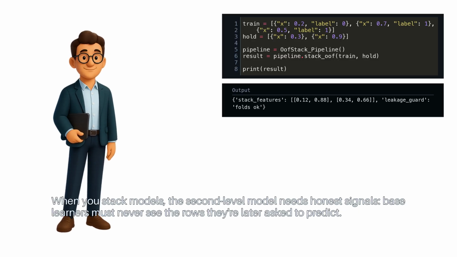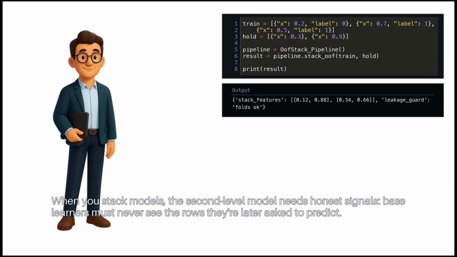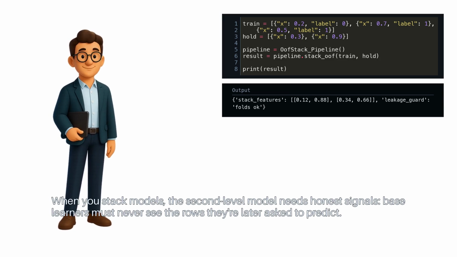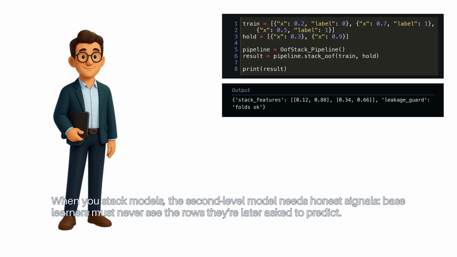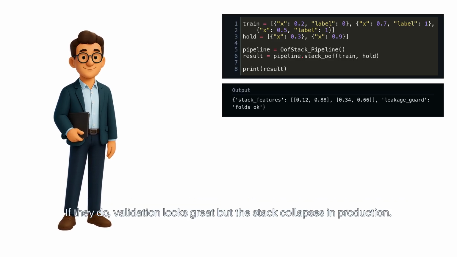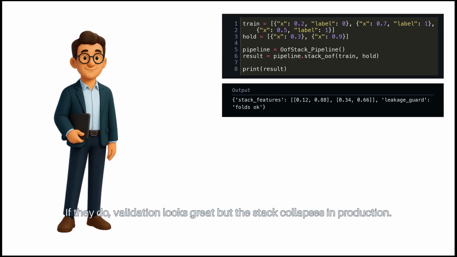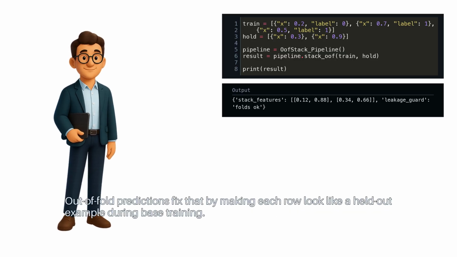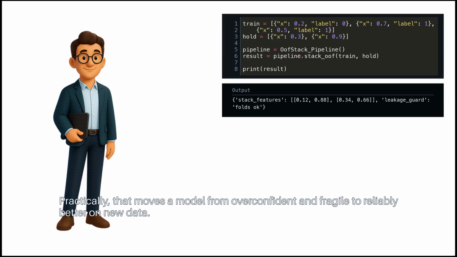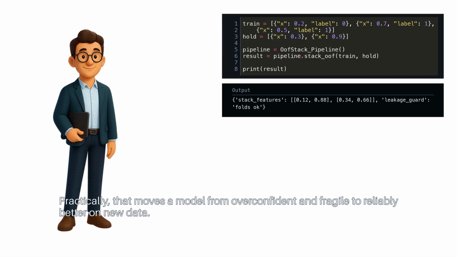When you stack models, the second-level model needs honest signals. Base learners must never see the rows they're later asked to predict. If they do, validation looks great, but the stack collapses in production. Out-of-fold predictions fix that by making each row look like a held-out example during base training. Practically, that moves a model from overconfident and fragile to reliably better on new data.